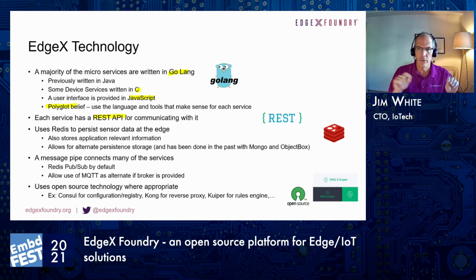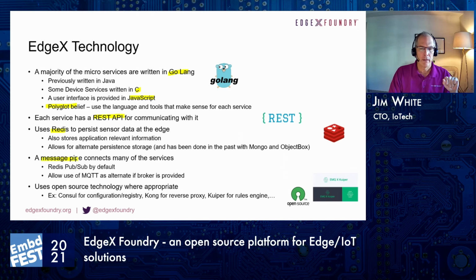We allow for you to essentially replace that REST API with your own capability. That's what gives us that flexibility. We use Redis for persistence at the edge, but we've actually shown and proven through many implementations you can replace that database if you so choose. We provide an abstraction. So Redis is used by default, but we'll use what you like.